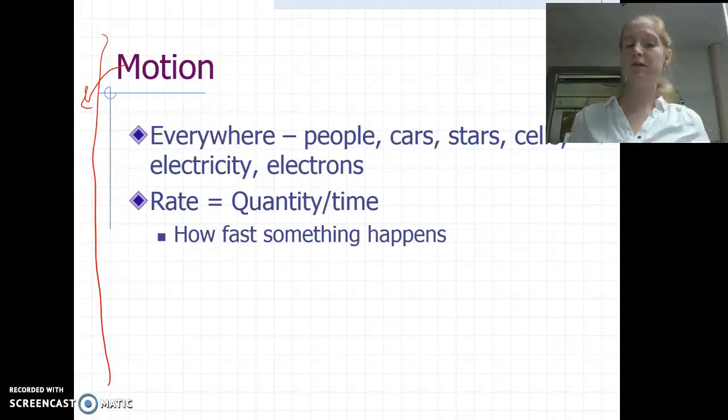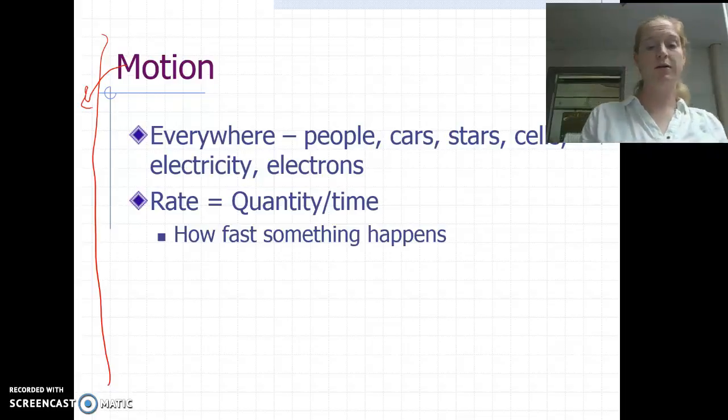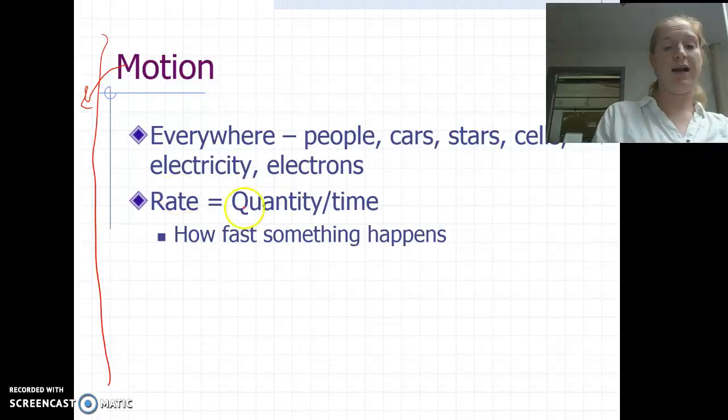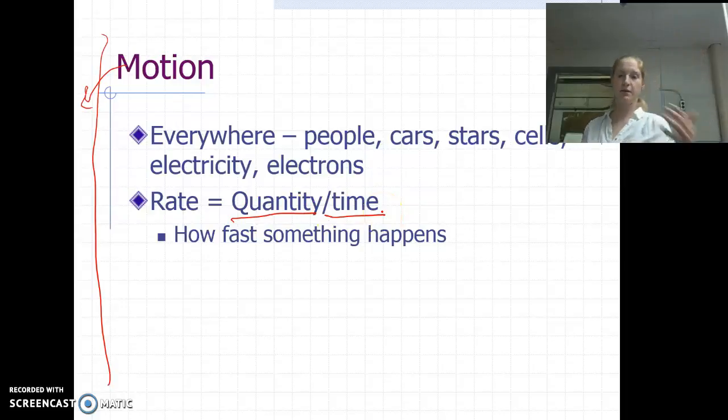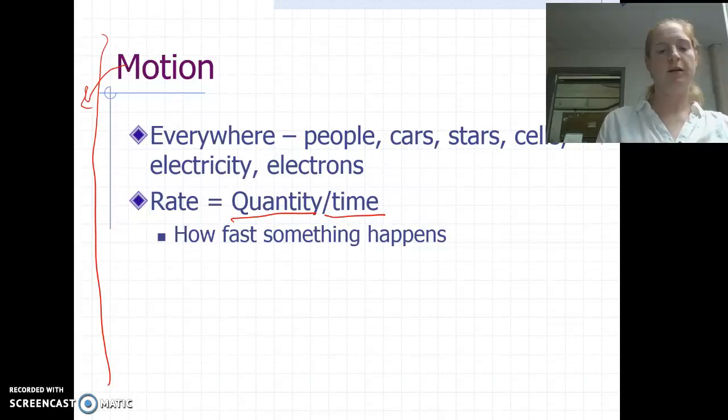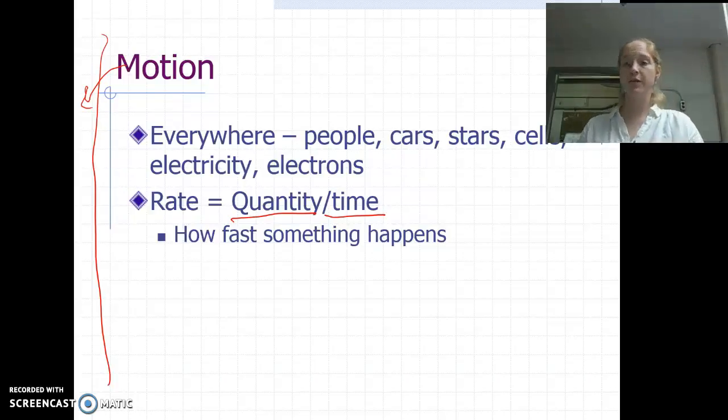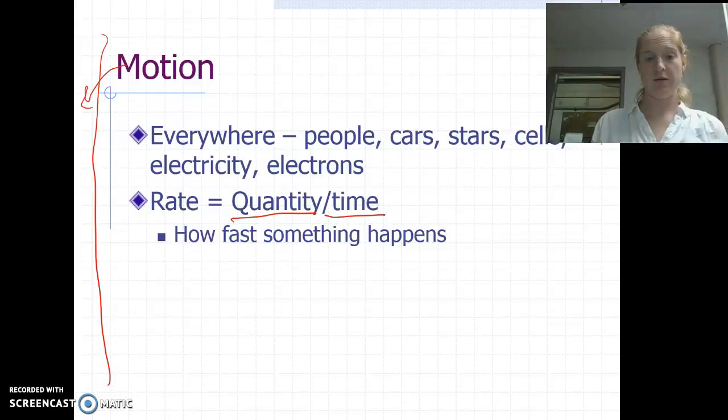How do we quantify motion? We do rate. How much of it, over how much time? So amount of something over time. How fast does it happen? Does it take 2 hours for you to go 2 miles, or does it take you 2 seconds to go 2 miles? We don't know. But that's how we quantify it.